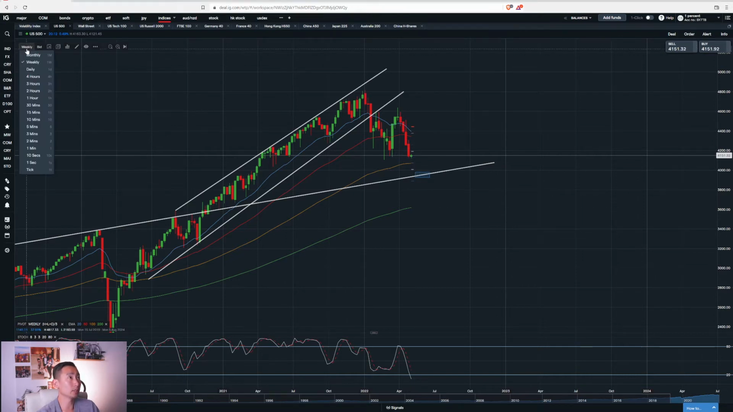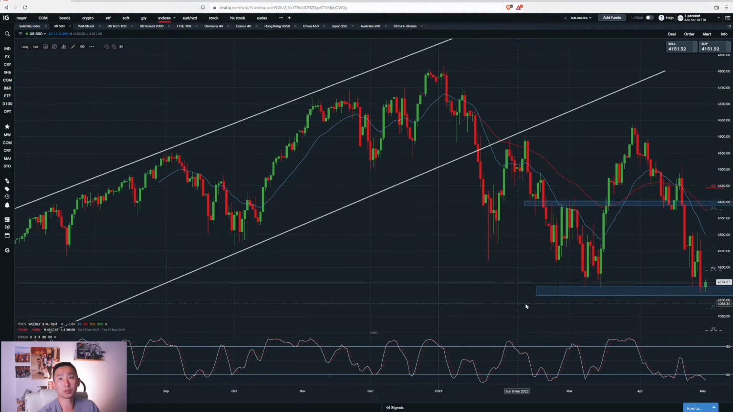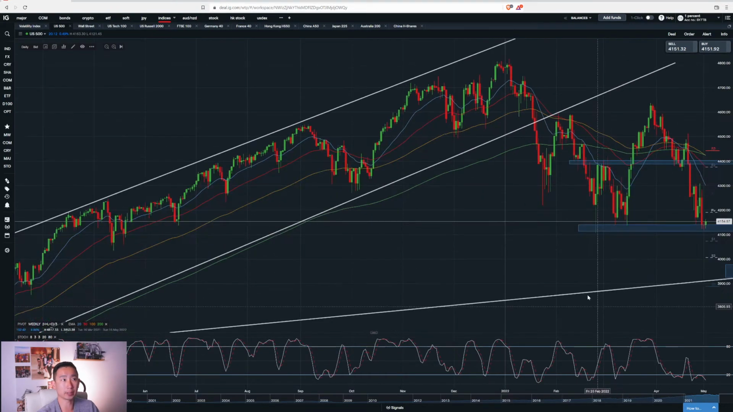Let's drop down to a daily, where you will see a little bit clearer. We are actually in the support area. This 4,100 area is quite significant. You can see a lot of interaction. The blue box you already see, but even back in history we see a lot of interaction around here. So it's important that this level holds.